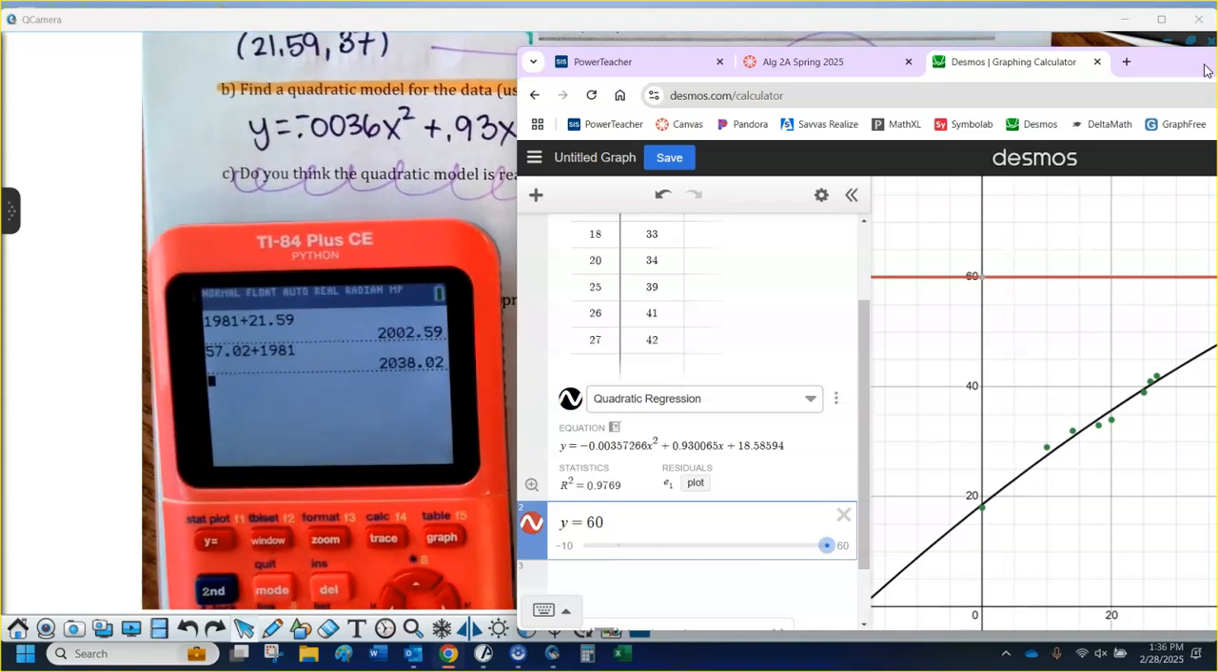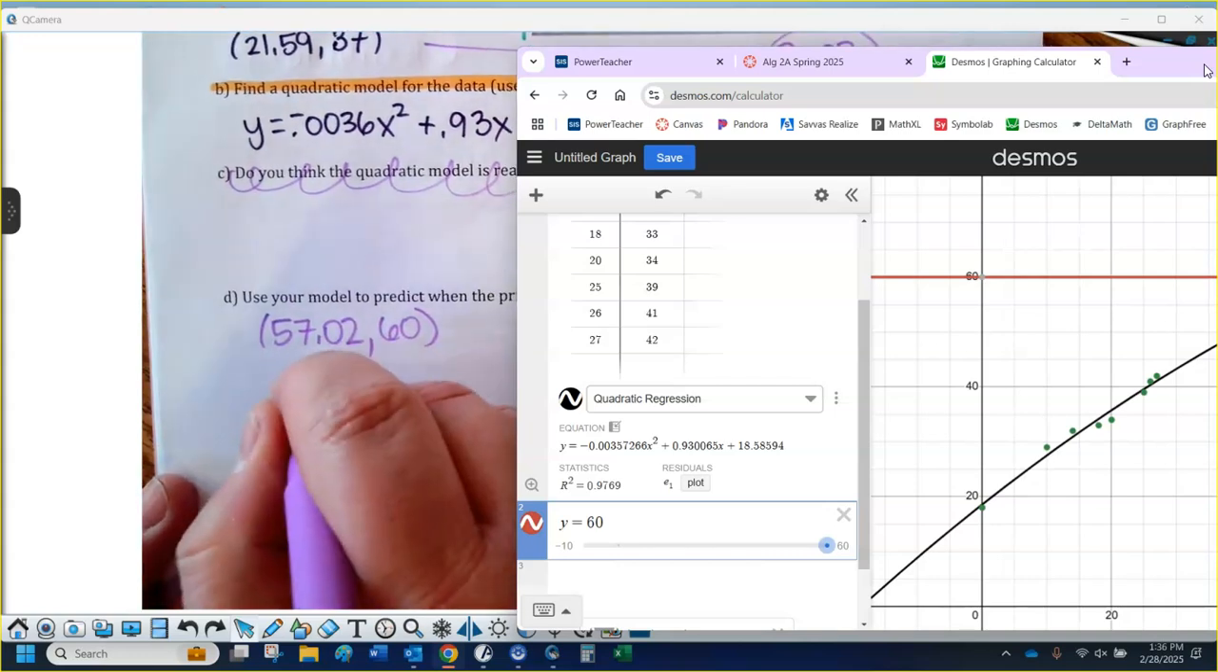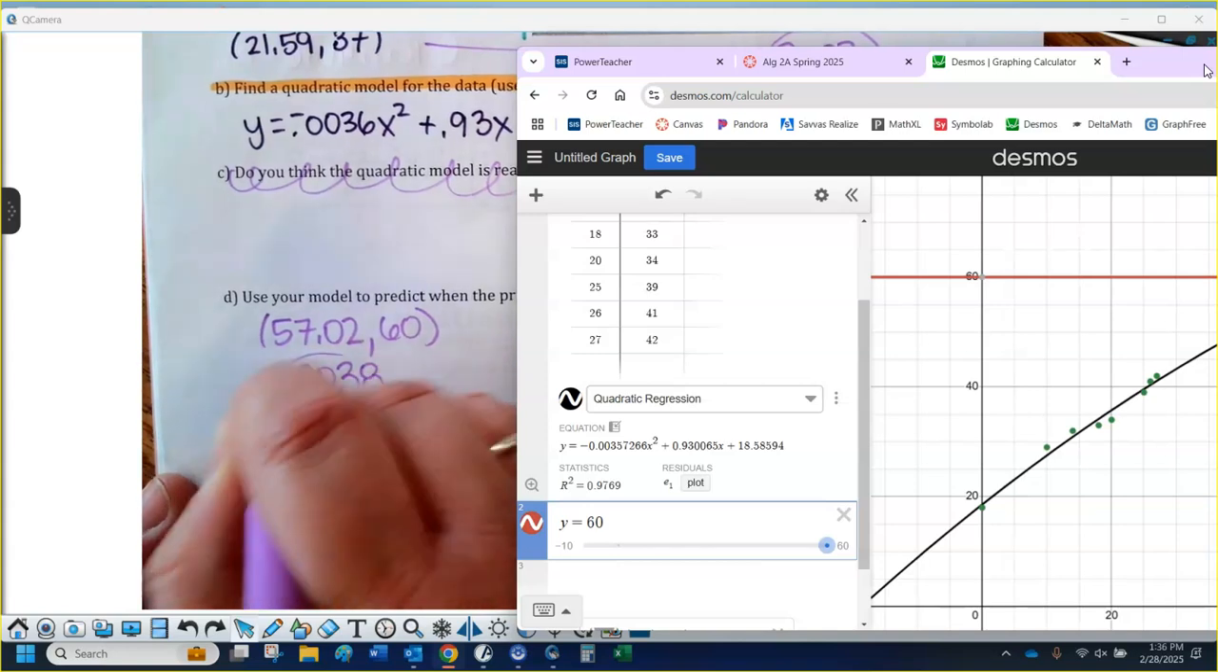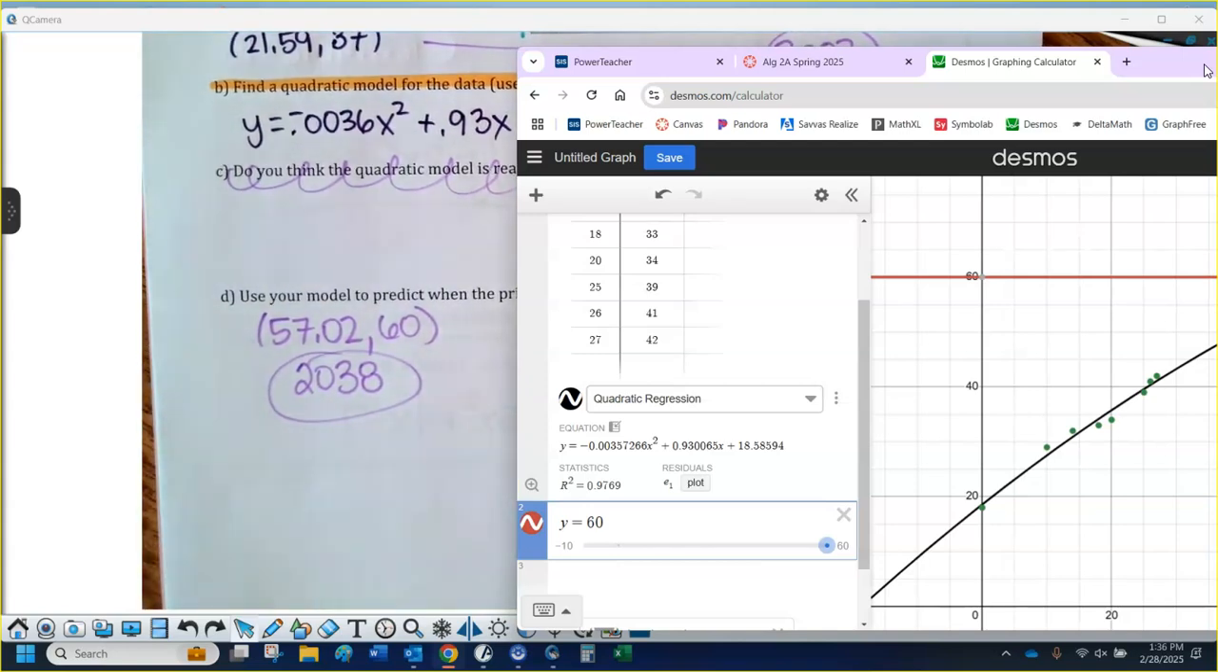And if you guys do that, you should get 2038, based on our model. That's when that would hit that price. Does anybody know what the price of the stamp is right now?